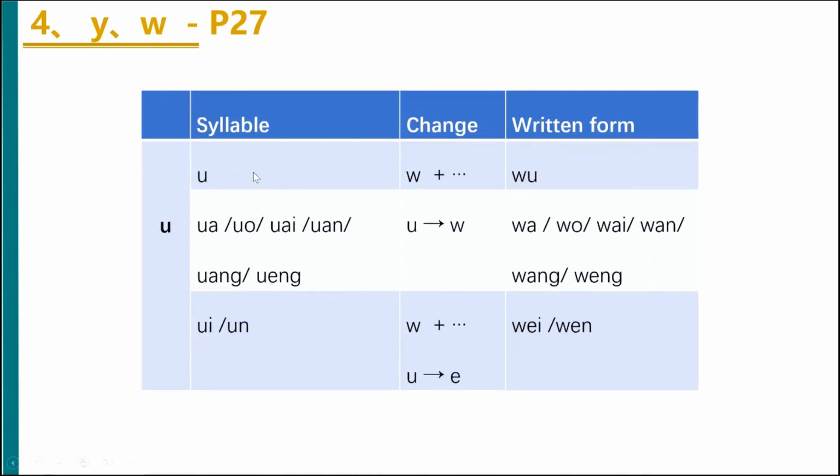When u comes singly as u, we simply add w before it. When wa, wo, wai, wei, wan, wen, wang, weng come singly, we change u into w. So we write it like this. And the last ones, most special ones, wei and wen, we write it like this.